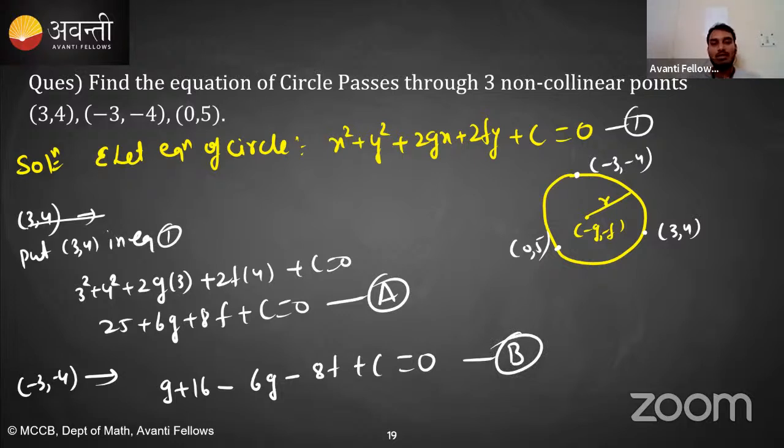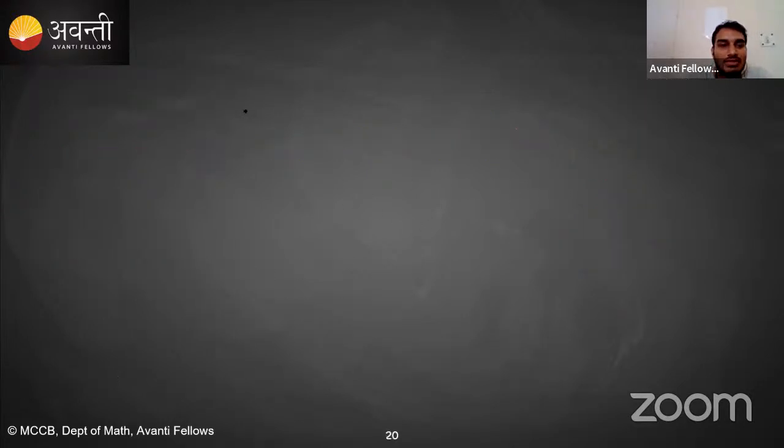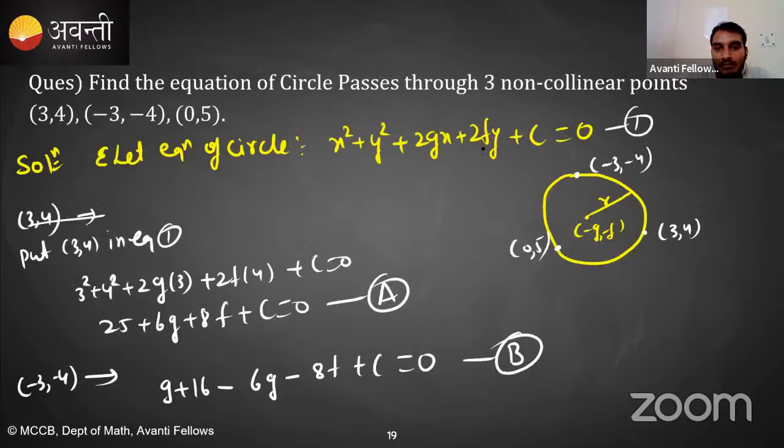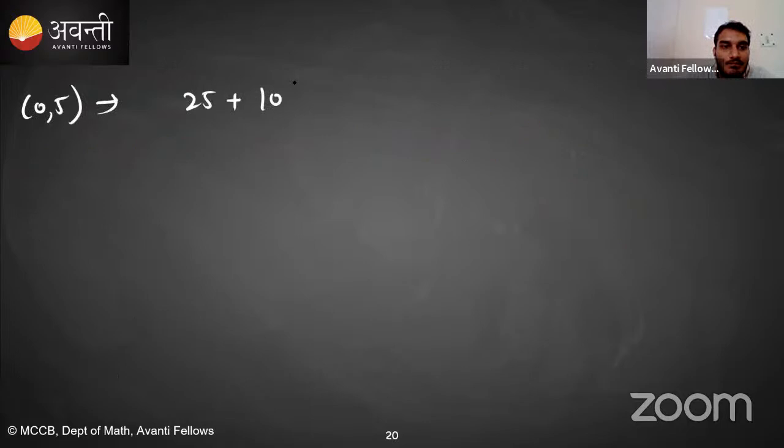So we assumed the circle, x square plus y square plus 2gx plus 2fy plus c equal to 0, right? And then now these points should satisfy the circle. Now the third point 0, 5 should also pass through the circle. So 0, 5 should also satisfy the equation of circle. So 0 plus 25 plus, how much did it come, 10f plus c is equal to 0.